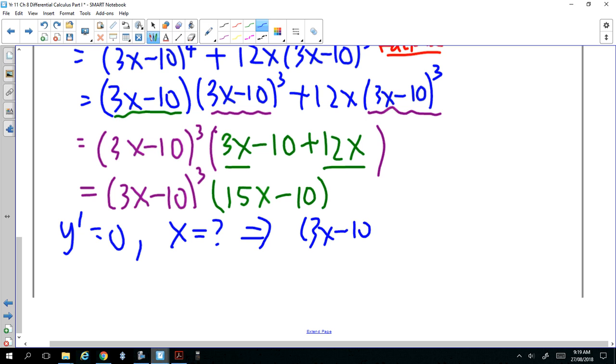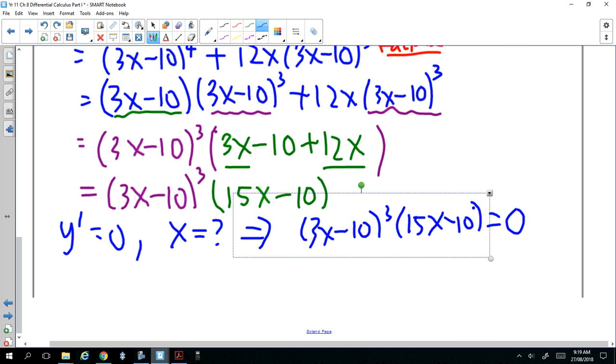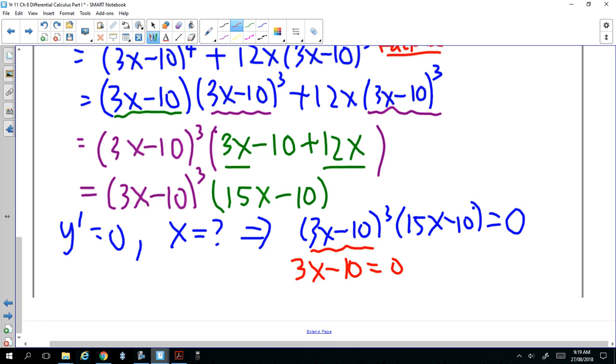And how does factorization help us? Say again. Null factor law means either this is 0, like we did in the first topic, or this is 0. You can ignore the power, right? Null factor law. So therefore, x will be 10 on 3, or x equal to 10 on 15, which is 2 on 3. The idea?